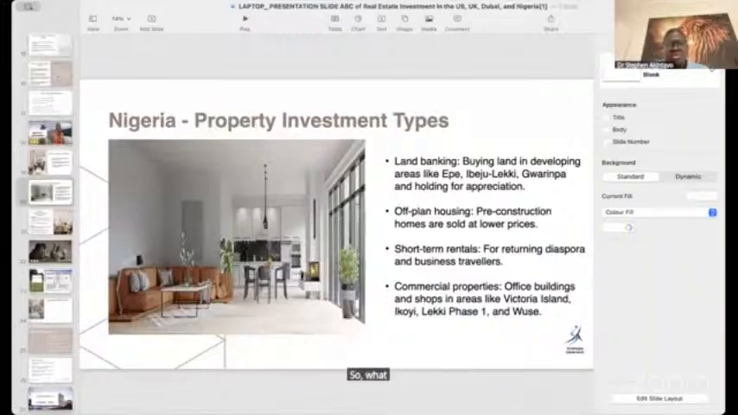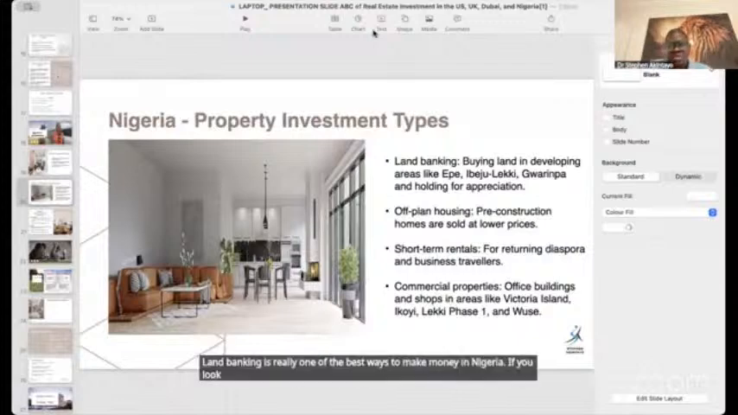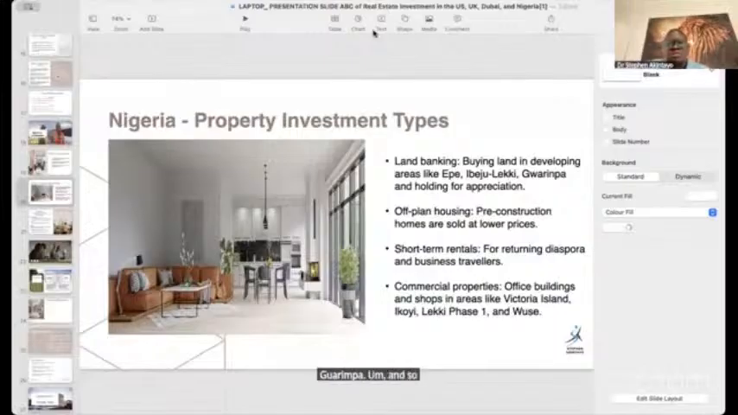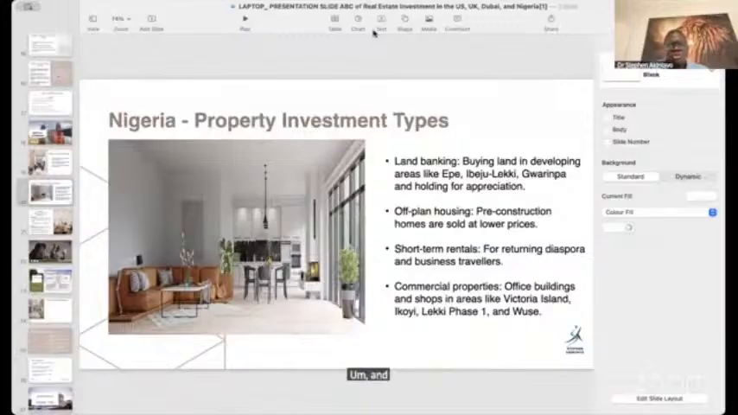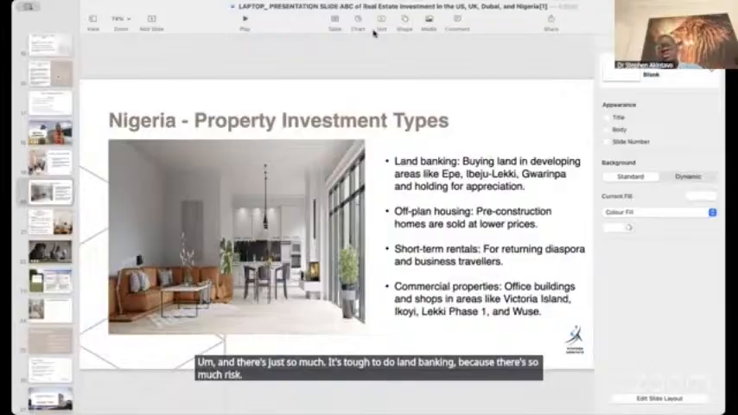So what are the property types? Number one is land banking. Land banking is really one of the best ways to make money in Nigeria. If you look at areas like Epe, Ibeju-Lekki, Gwarinpa, and so many other places, they are giving you a good return. Lagos is number one, Abuja is number two, Port Harcourt is number three. It's tough to do land banking because there's so much risk, but it remains the most profitable.